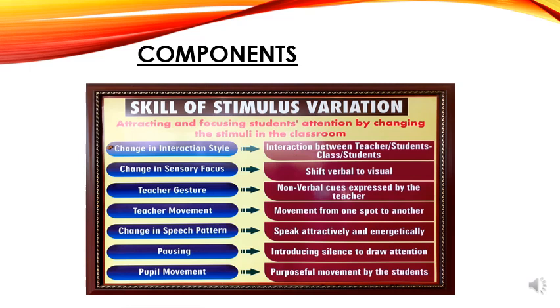Okay, and the next component is teacher movement. The teacher should move from one place to another place. The teacher will be standing in front of the class, at the center of the class, and if the teacher is willing to write something on the blackboard, the teacher will move from that place to the blackboard, and again the teacher can move from there to the students' place. Such movement will be helpful for the students to have a change in their vision or something.